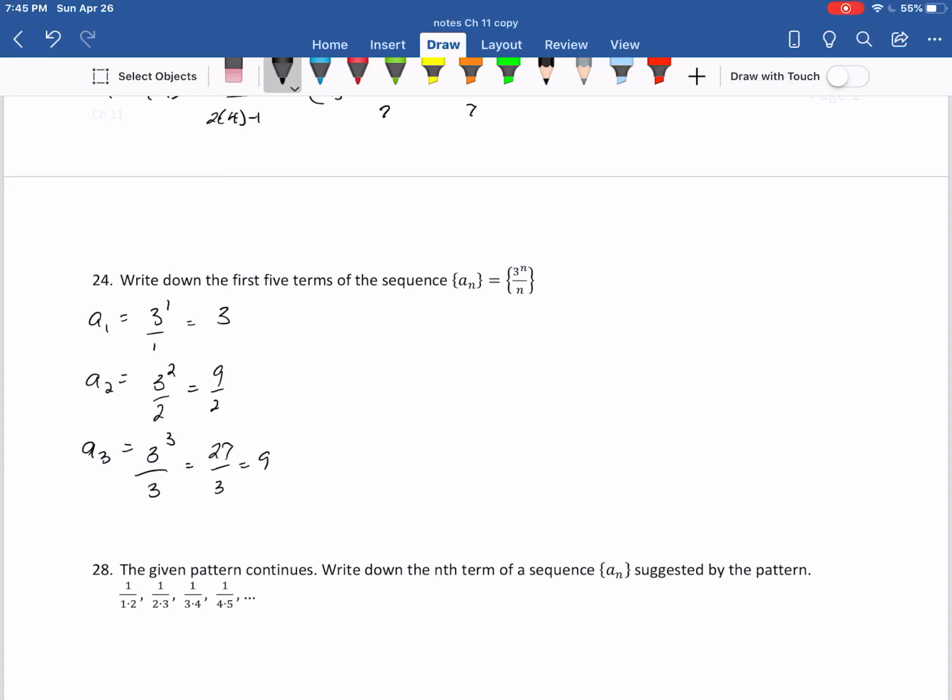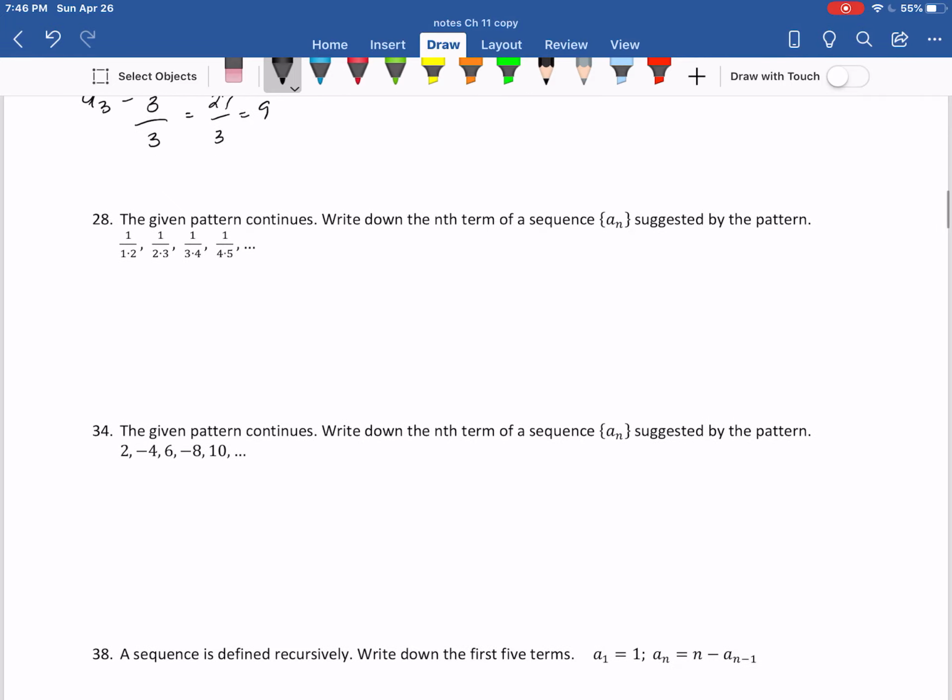9. A4 is 3 to the fourth divided by 4, 81/4. And A5 is 3 to the fifth over 5, which, let's see, 81 times 3, 243 divided by 5, I do believe. And those are the first 5 terms of the sequence A.